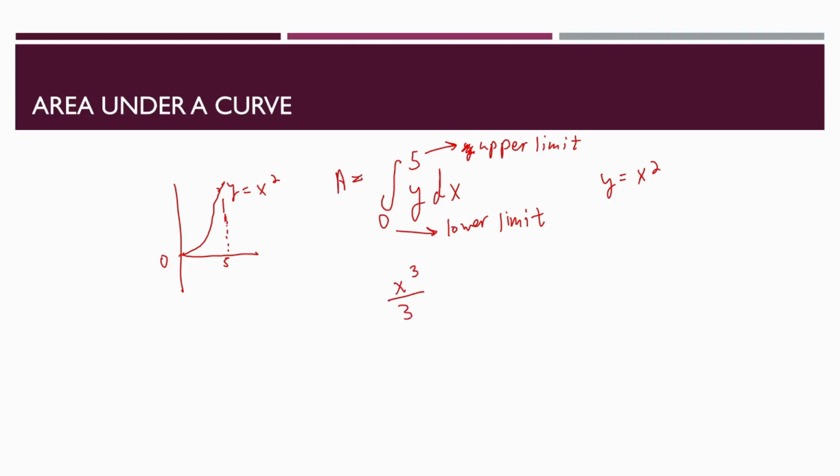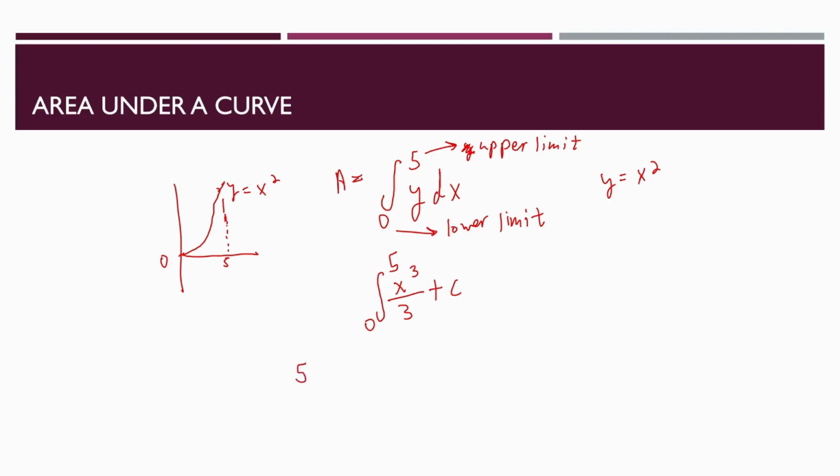This is the integration, and now we must apply the limits. There was a plus c also, yes. So now we must apply the limits. So basically this is how we apply the limits. We have to subtract the lower limit from the upper limit.